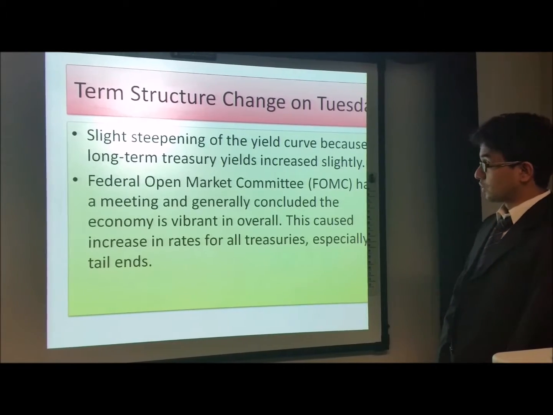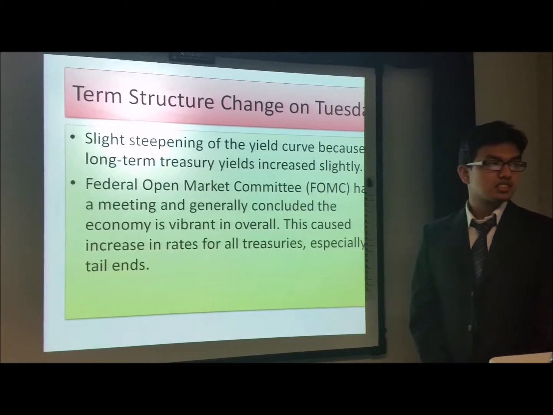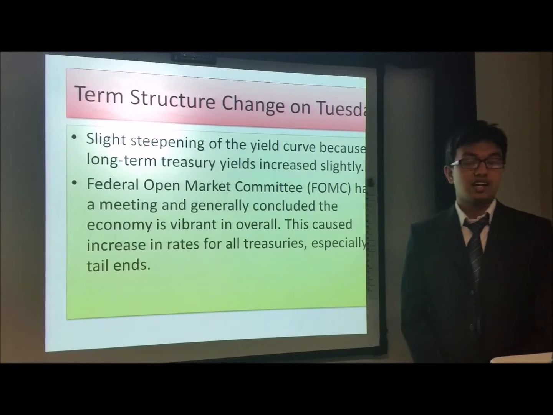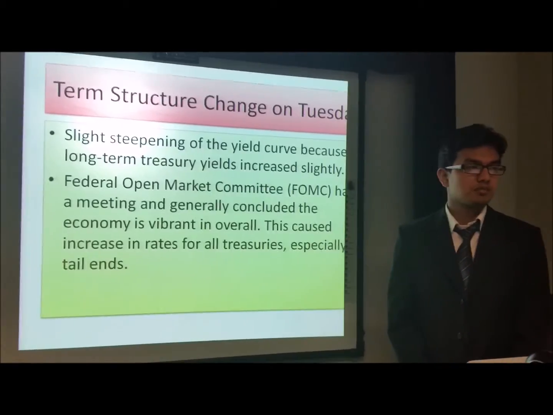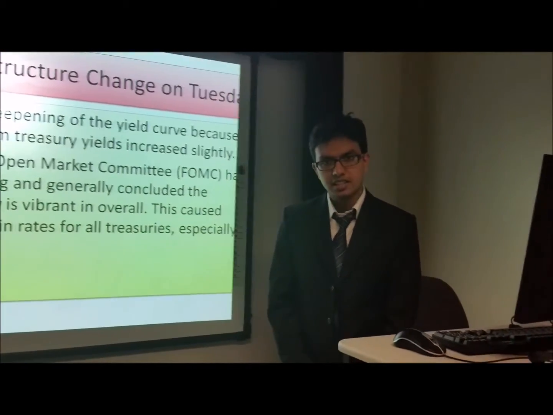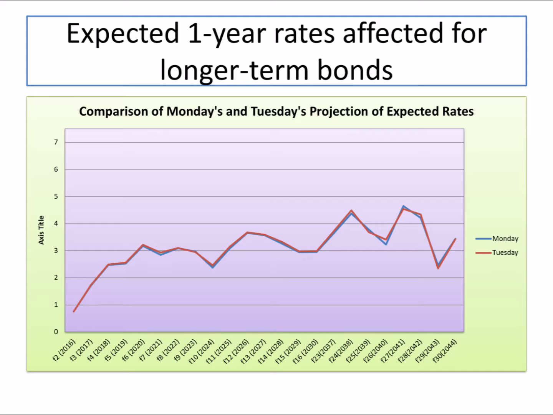On Tuesday, there was a slight steepening of the yield curve because long-term Treasury yields increased more than the short-term yields. There was a meeting of the Fed's major wing, the FOMC, Federal Open Market Committee, and its conclusion was that the economy is robust. This graph demonstrates that the higher spread for the long-term rates than the short-term rates caused the steepening of the term structure. Similarly, the effect of steepening of the term structure on the expected one-year rates was more pronounced at the tail end, where expected rates rose compared to Monday.